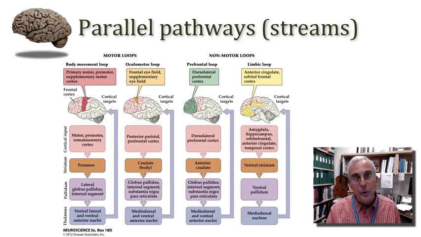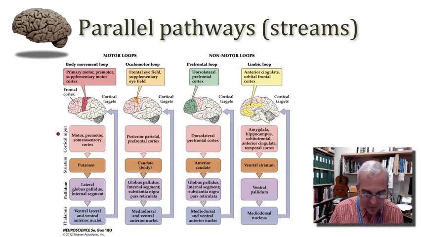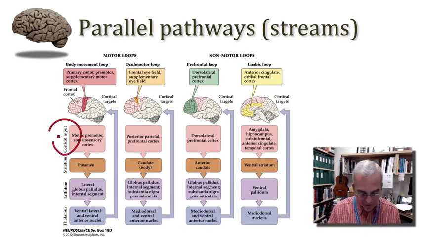So we don't need to worry about all of the various ways that anatomists and physiologists have recognized parallel processing streams. Rather, we can focus on what's common about them and then recognize some key streams that we do want to focus on today. So what's common about them? Well, for each of these processing streams, there's input from the cerebral cortex to the basal ganglia.